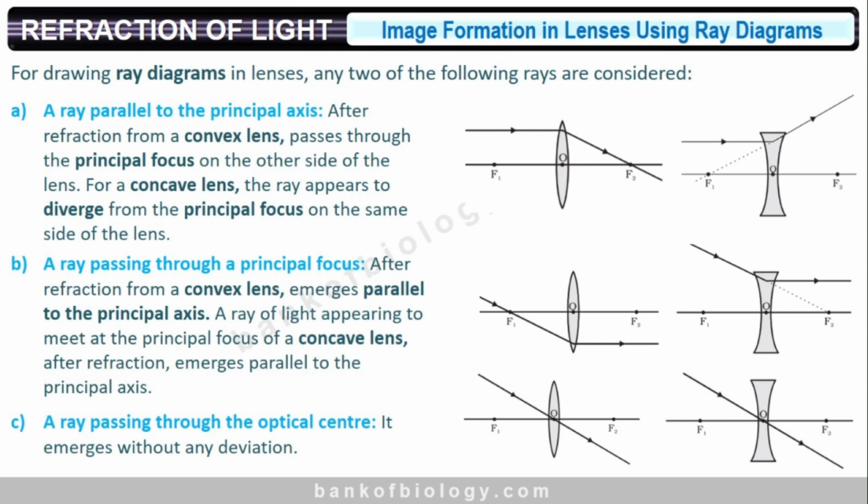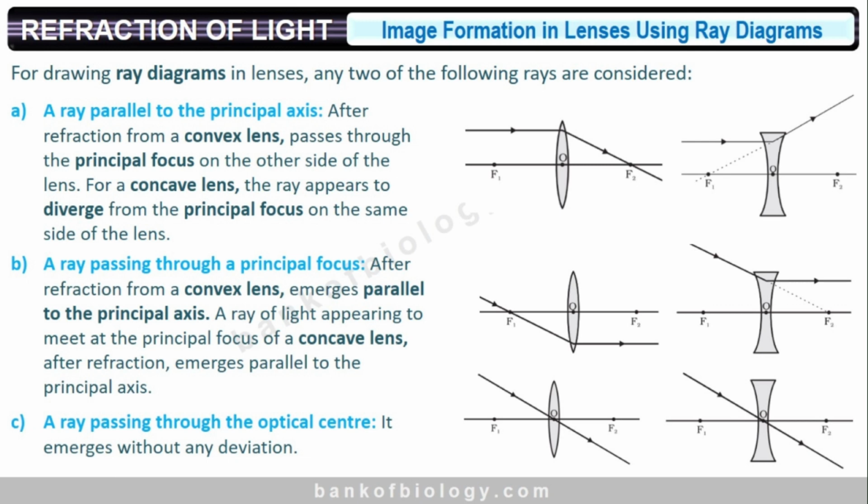Image formation in lenses using ray diagrams. For drawing ray diagrams in lenses, any two of the following rays are considered. A ray parallel to the principal axis, after refraction from the convex lens, passes through the principal focus on the other side of the lens.